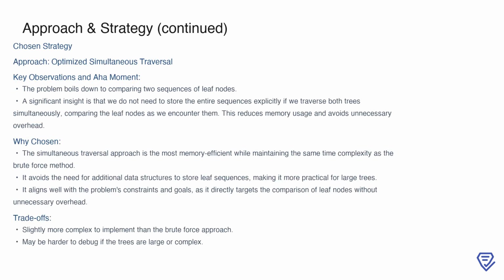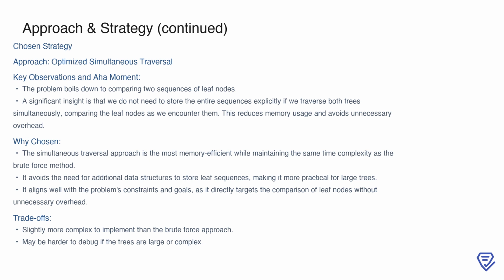After considering the different approaches, we focus on the optimized simultaneous traversal as the chosen strategy. The key insight here is that the problem essentially boils down to comparing two sequences of leaf nodes. By traversing both trees simultaneously and comparing the leaf nodes as we encounter them, we can avoid the overhead of storing entire sequences. This insight significantly reduces memory usage.